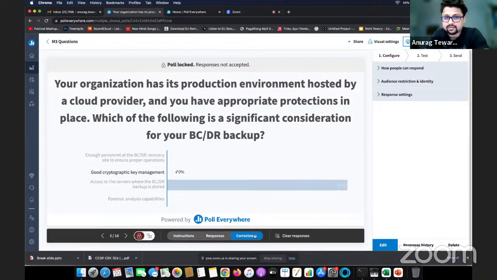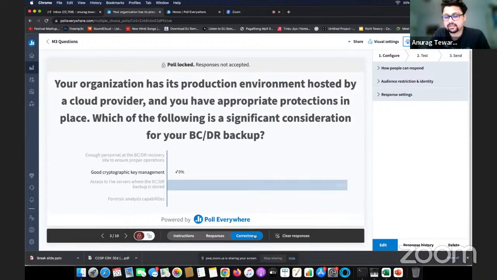This is probably a difficult one, because at the end of the day, when you are storing the backups at a location, you would need the backup to be available and usable when you try and use them, when you restore, let's say, your data backups that you have in place.